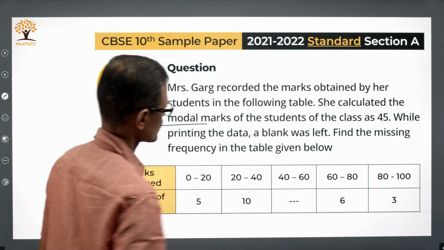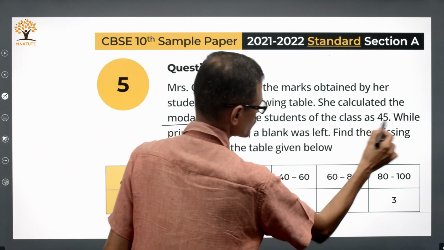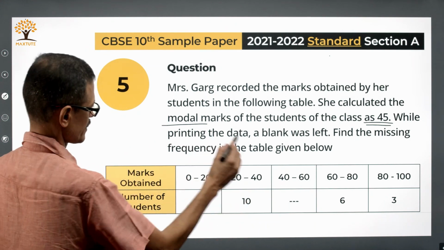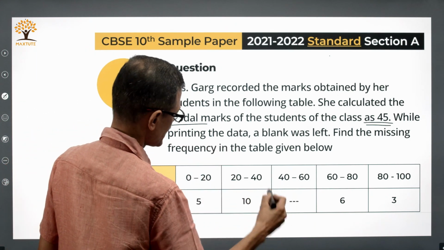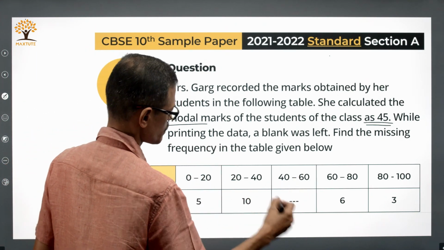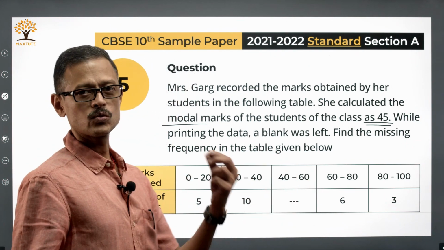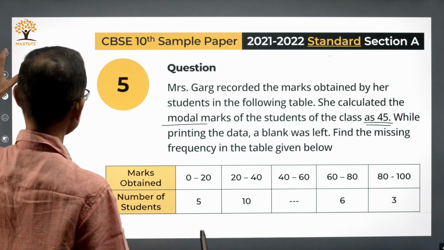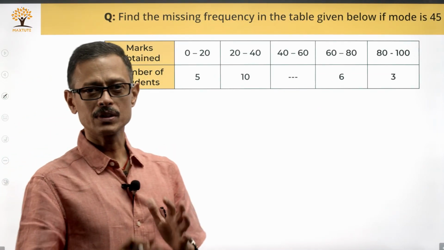Mrs. Garg noted down marks of her students. The modal marks works out to 45 for this class. What we need to compute is that in this data something is missing, and that's the frequency of this particular class. So this frequency is what we need to find out. Let's quickly take this table to the next slide and write down the formula to compute the mode, right?